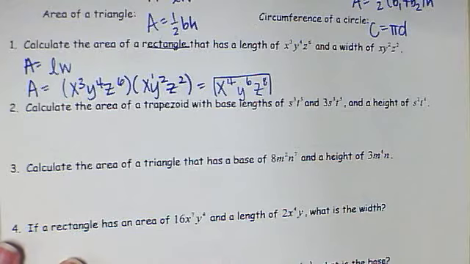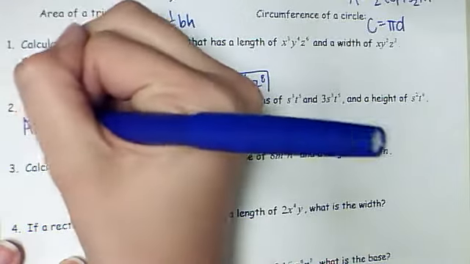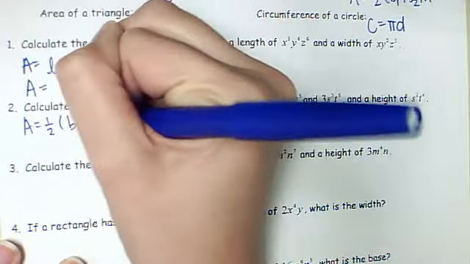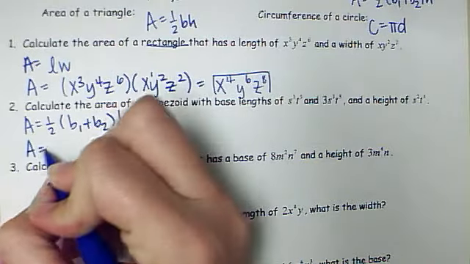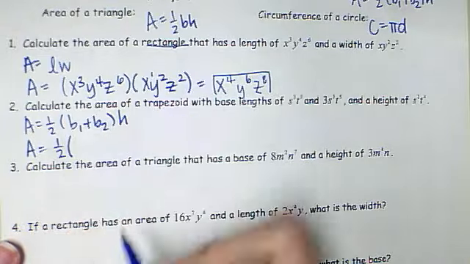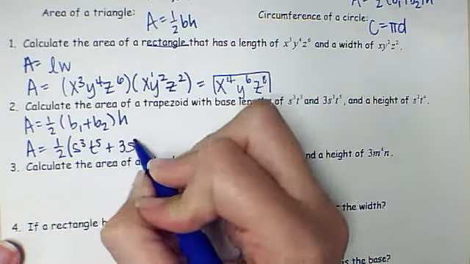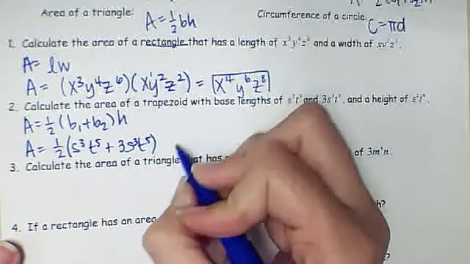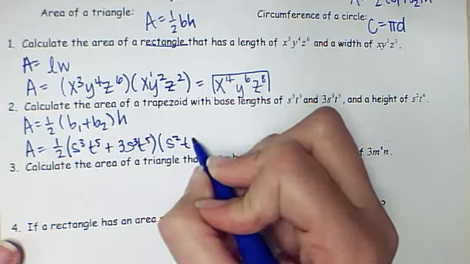Calculate the area of a trapezoid with base lengths s to the 3rd, t to the 5th, and 3s to the 3rd, t to the 5th, and a height of s squared t to the 4th. My original formula is 1/2 base 1 plus base 2 times h. So I'm trying to find my area, so I do 1/2 of b1, which is s cubed t to the 5th, plus 3s cubed t to the 5th for base 2. And our height is s squared t to the 4th.